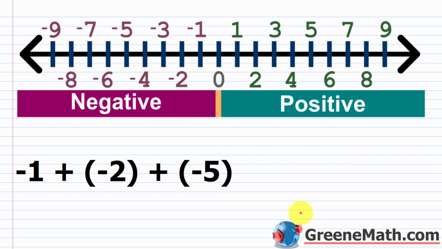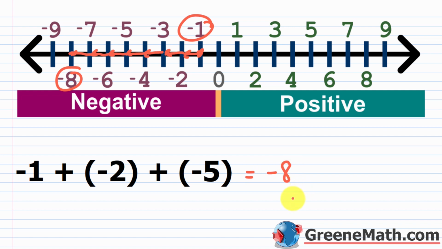Okay, let's look at one with more than 2 integers. So now we have 3 integers, all the same sign. So it's not really any harder. You're going to have -1 plus -2 plus -5. So if I start at -1 and I add -2, I'm just going to the left by 2 units. So 1, 2 units to the left. So that's going to put me at -3. And then I add another -5. So I'm going to go 5 units to the left. So 1, 2, 3, 4, 5. So I'm going to end up at -8 there. So I started at -1, I ended up at -8. So let me put -8 here.